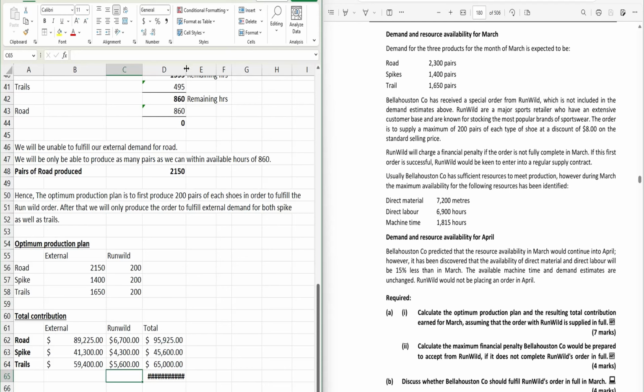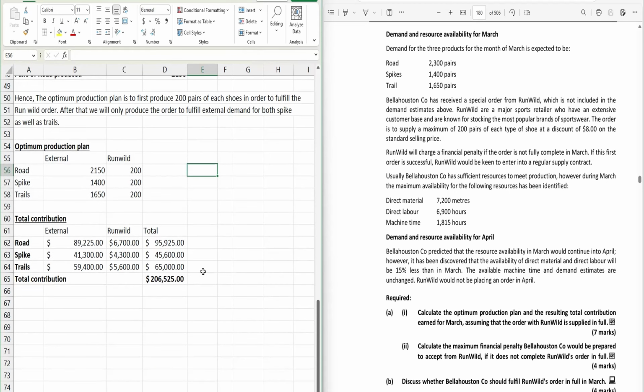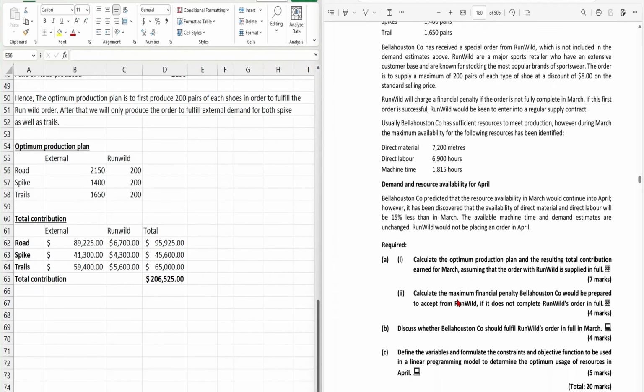So the question has asked this. Be careful to read the question again, because there might be two requirements which you may miss out if you read it only one time. This is how we have done requirement 1, because they asked to calculate the optimal production plan along with the resulting contribution, and we have fulfilled both requirements.